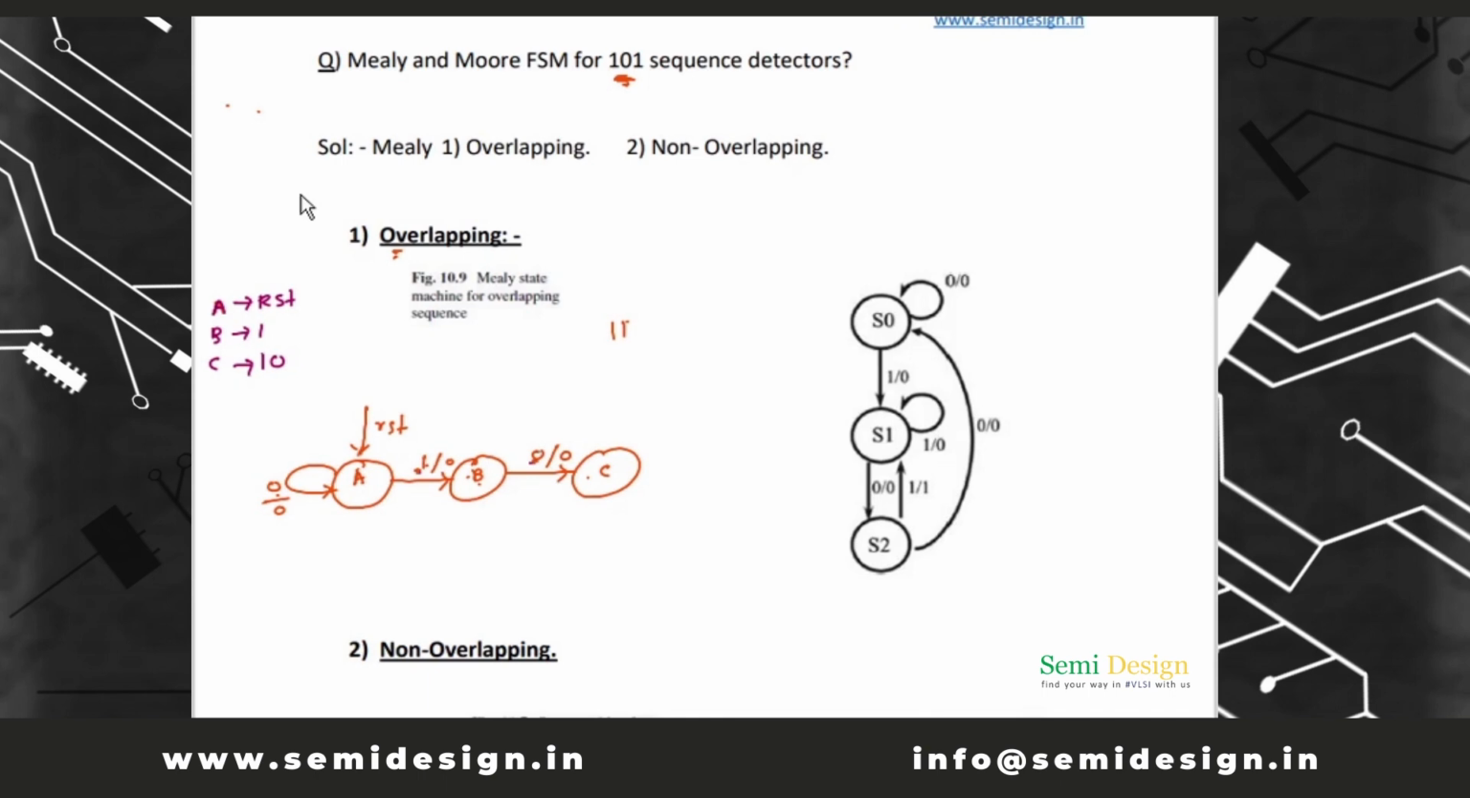Now discard the first bit and see, 1 is remaining. Compare this 1 with this table. This 1 is B. So it will remain in B when 1 is there, and output will be 0 because the sequence is not detected. Similarly, take it at C state.